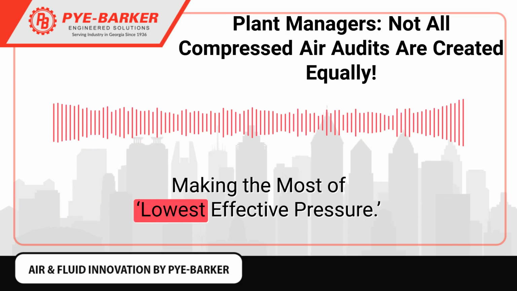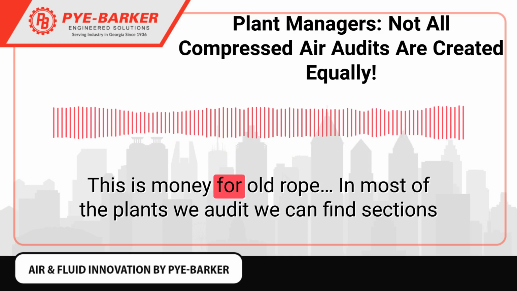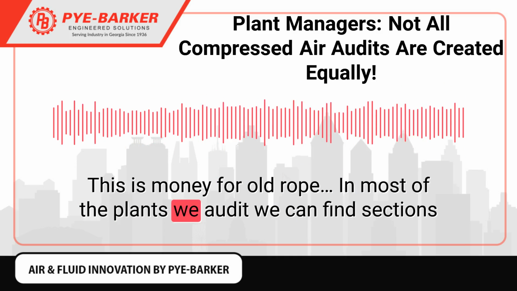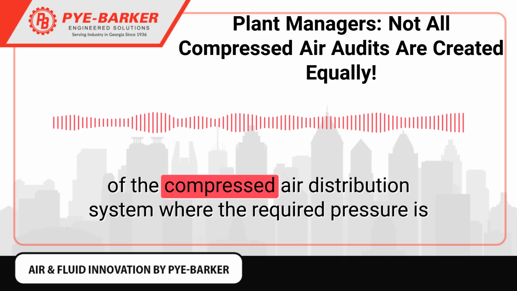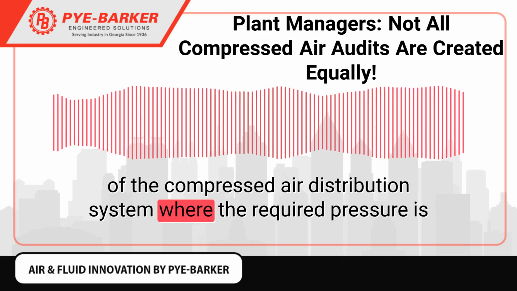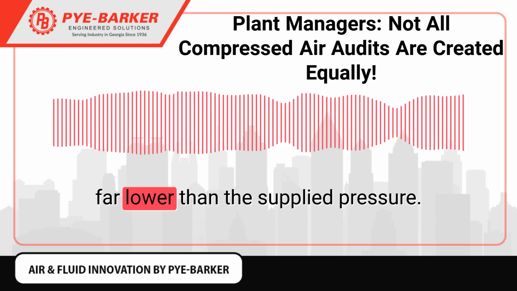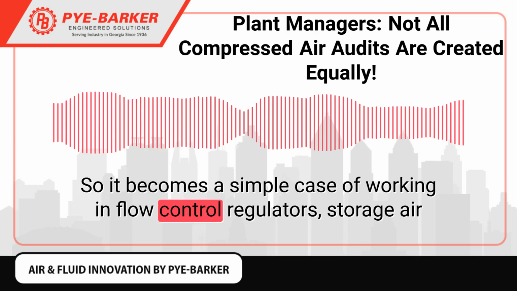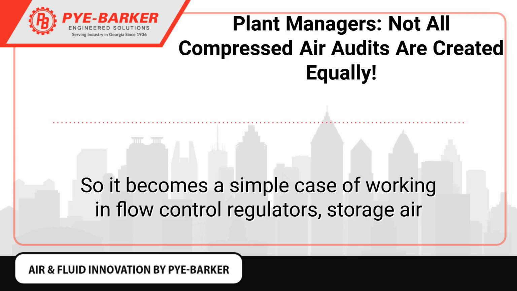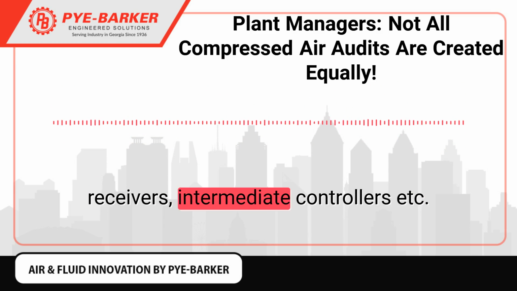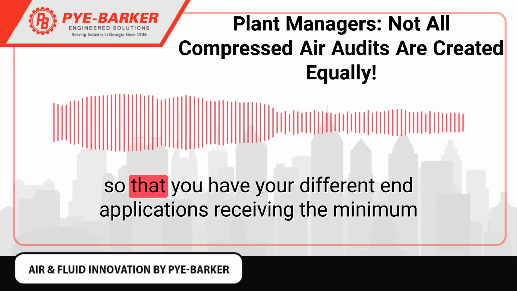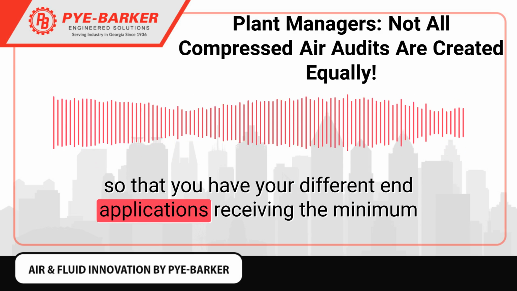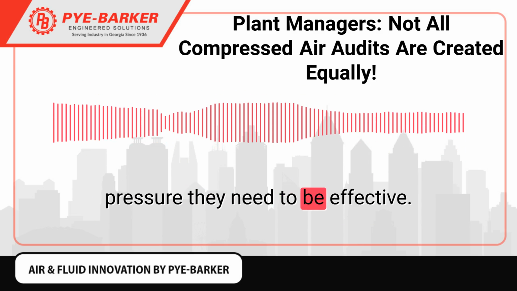Making the most of lowest effective pressure. This is money for old rope. In most of the plants we audit, we can find sections of the compressed air distribution system where the required pressure is far lower than the supplied pressure. So it becomes a simple case of working with pressure and flow control regulators, storage air receivers, intermediate controllers, etc., so that your different end applications receive the minimum pressure they need to be effective.